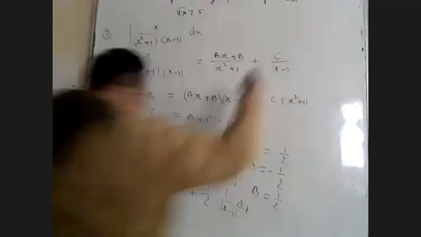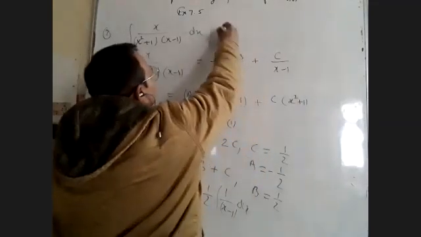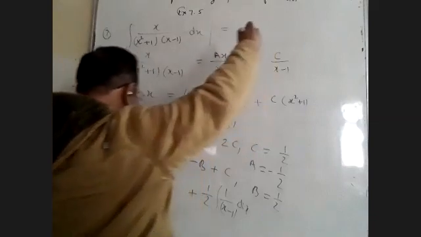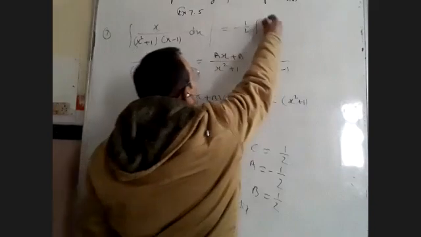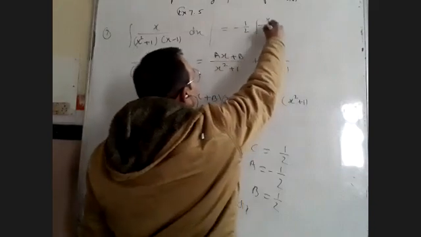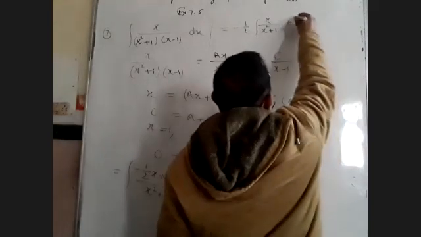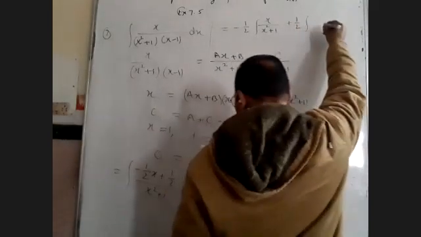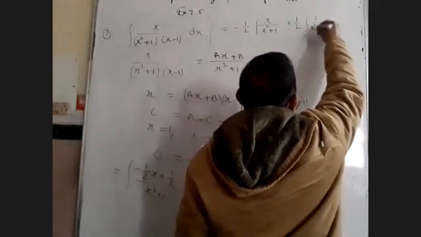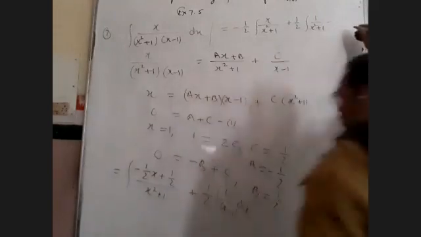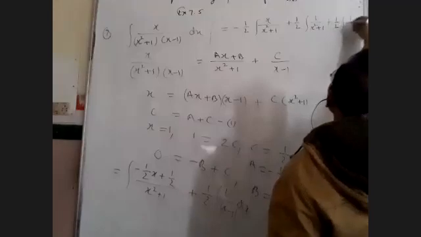Just what I am doing here, you can do easily now. Minus 1 upon 2, minus 1 upon 2, x upon x square plus 1, plus 1 upon 2, 1 upon x square plus 1. Then you have 1 upon 2, 1 upon x minus 1.